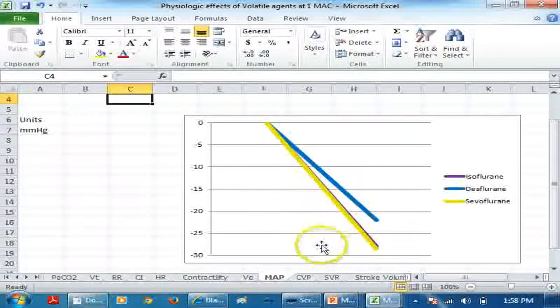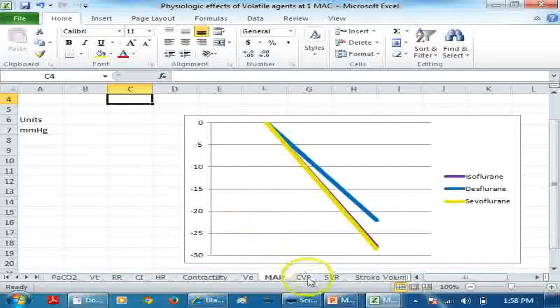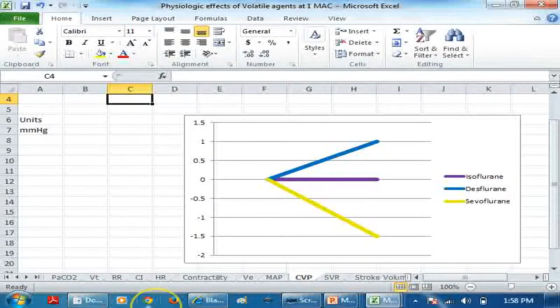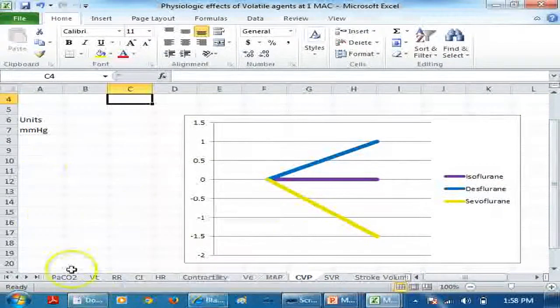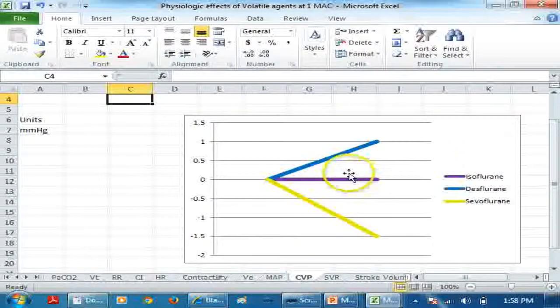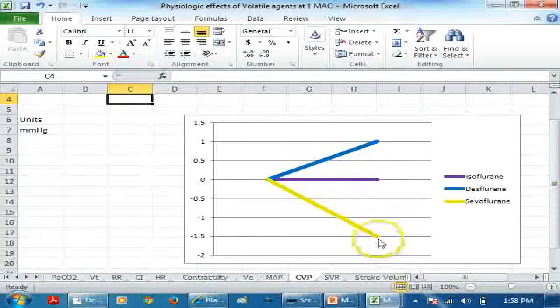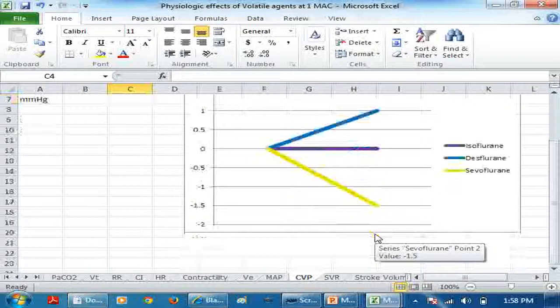So now let's look at MAP. Given 1 MAC, they all drop the same. Now CVP. I don't know of a time that I would use an agent to elevate or keep my CVP, but it's kind of a cool little thing to see. At 1 MAC, desflurane will increase CVP slightly by 1 millimeter of mercury. Isoflurane will do it not at all, and sevoflurane will drop your CVP by 1.5 millimeters of mercury.